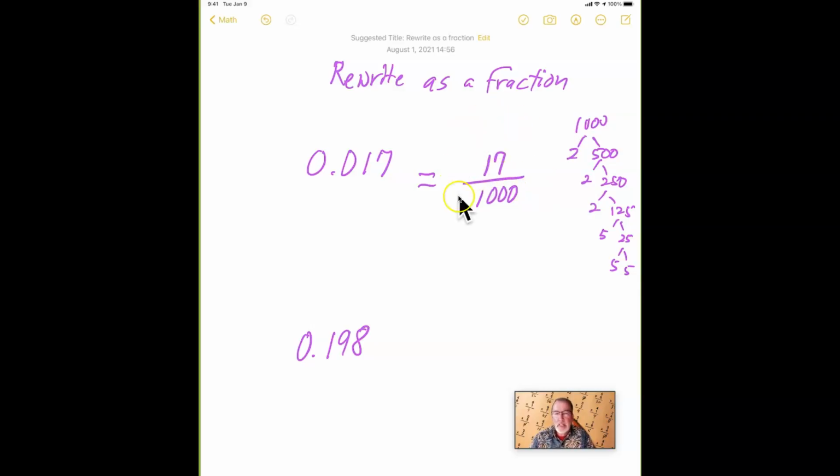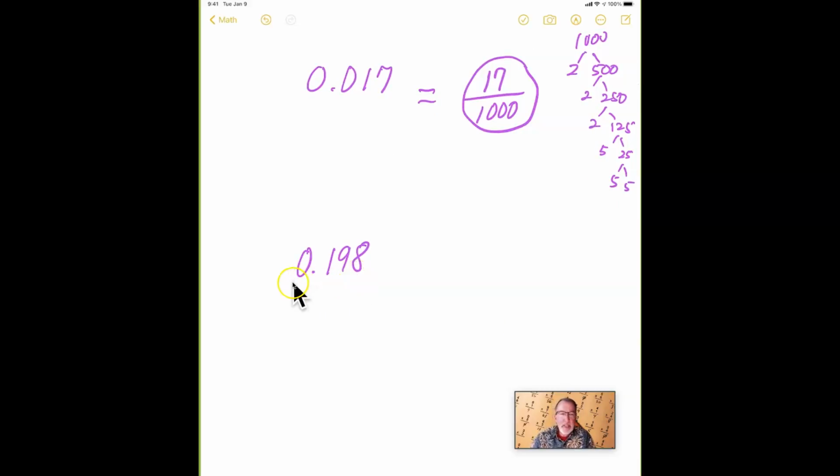So we know that the factors of 17 are just 1 and 17, and the prime factors of 1,000 are 2 and 5. So no factors in common. So this is completely reduced. Let's take a look at our next number.